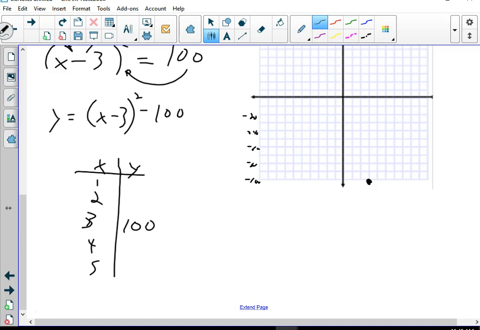Okay? So 1 squared, 1 minus 3 is negative 2. Negative 2 squared is 4. 4 minus 100 is negative 96. So 1 is going to be really close to negative 100. Two minus 3 is negative 1. Squared is 1. 1 minus 100 is negative 99. So that's going to be even harder to do, but it's going to be right there. So it's going to be really tight showing that. Okay. 4 is going to be the mirror image. 5 is going to be the mirror image. So negative 99, negative 96.